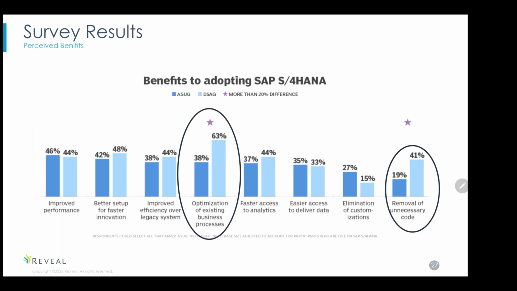And here you can see what people are thinking. They're thinking, hey, we're going to get improved performance. We're going to get a better setup for faster innovation. This big one that I've circled, the optimization of existing business processes. They perceive that as a benefit, but really and truthfully, the reason that I've highlighted it is because it will be a benefit. But if you can do that before you go to S/4HANA, then effectively that transition to HANA is going to be so much easier, because you don't have to wait.